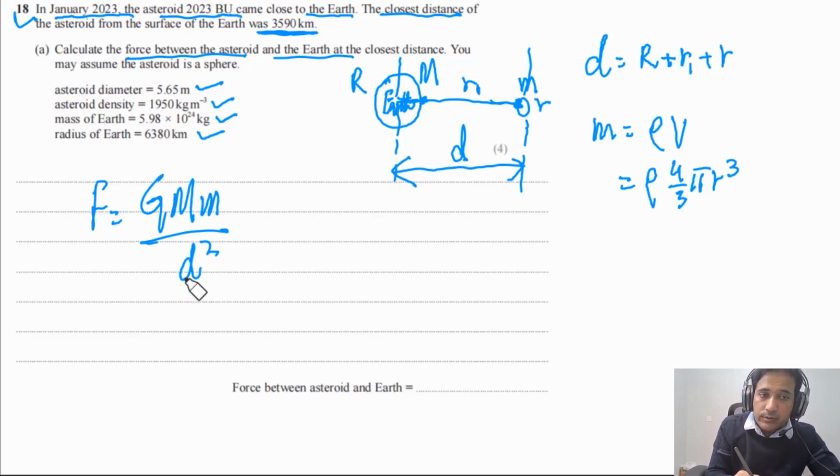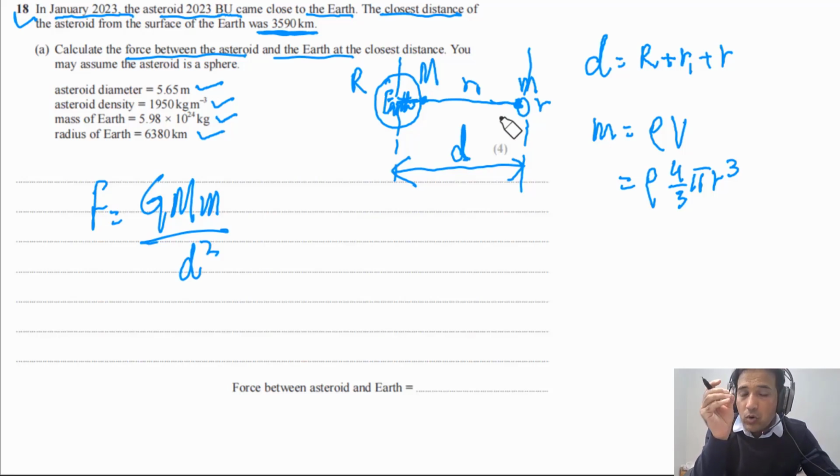Then we can plug in values here, we can find the answer. So d is a very important one. d is the distance from the center of Earth to the center of the asteroid. In this case, the diameter of the asteroid is very, very small, so we can ignore that. The radius will be even smaller, that can be ignored.